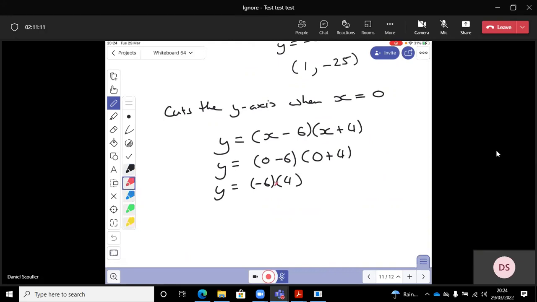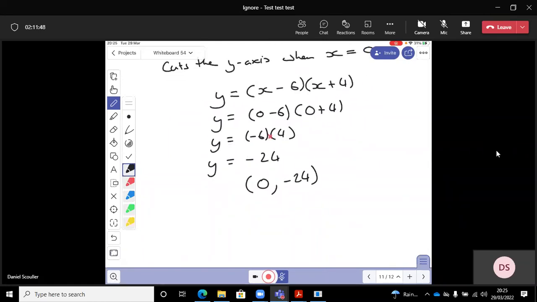Again, the multiple sign. Y is equal to minus 24. So it cuts the y-axis when x is equal to 0 and y is equal to negative 24. So we've got the roots, we've got the turning point, we've got the y-axis. Seems like a lot of work. That is a lot of work for 3 marks, but you need to do it. When you've done a couple, it's not hard.